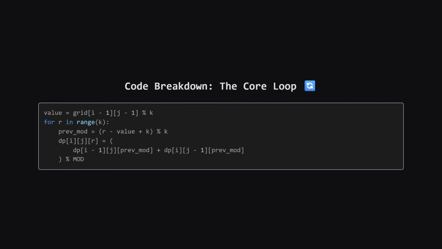Now for the magic. For every other cell we look at its value. Then, we iterate through every possible target remainder r from 0 to k minus 1. For each target r, we calculate previous mod. This is the remainder we must have had before entering this cell to end up with r. We then sum up the ways from the cell directly above, which is row i minus 1, and the cell to the left, which is column j minus 1, both using that specific previous remainder. Finally, we take the modulo to keep numbers manageable.